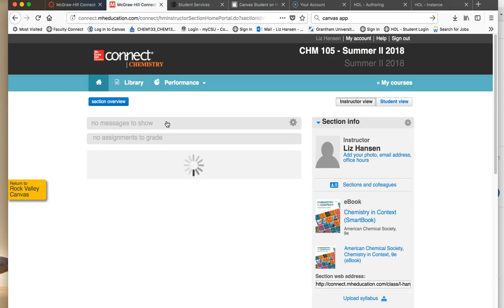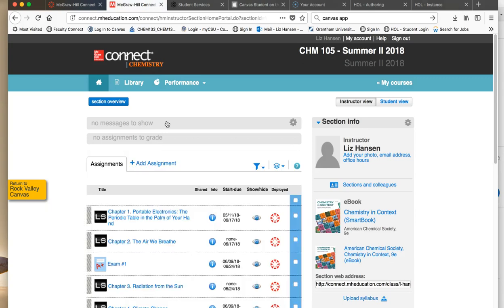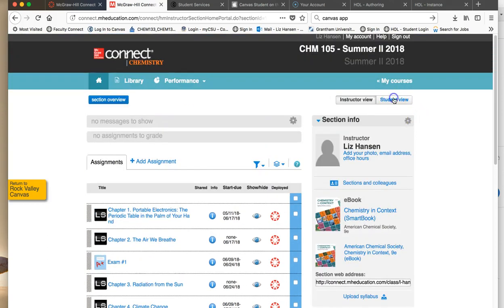The first time you go in, it's going to ask you, do you have an account already? If you don't, you're going to create an account. It's going to ask you if you have an access code already. If not, you can purchase one directly from them. And then once you're in, and again, let's look at student view here.